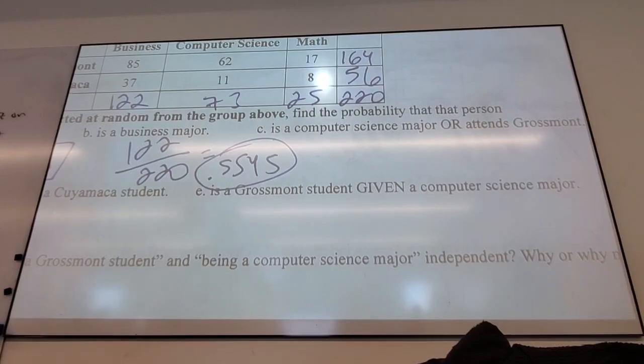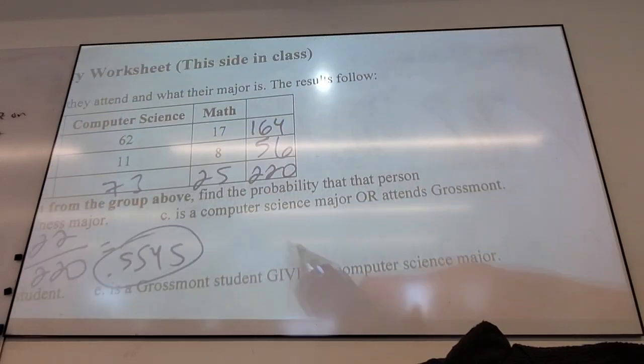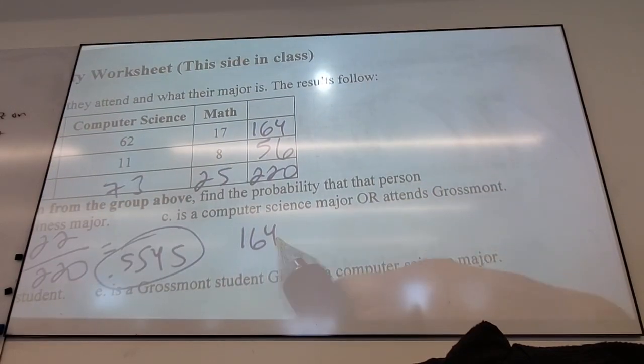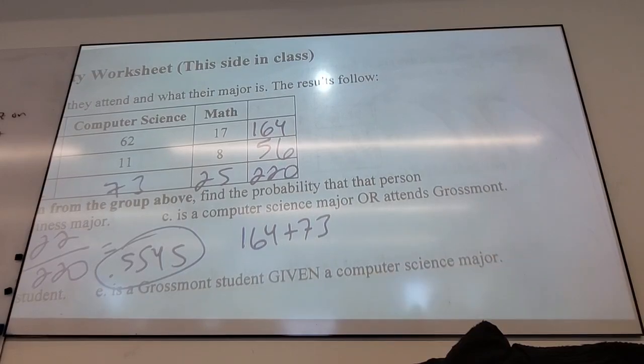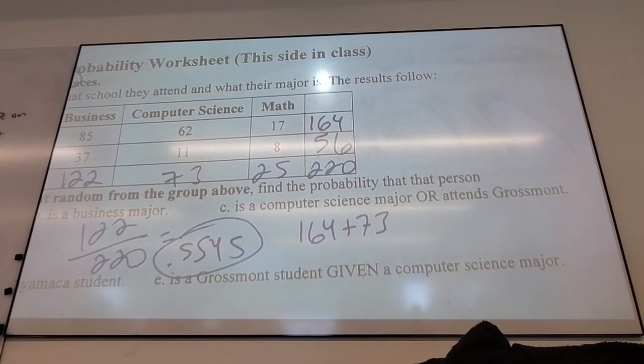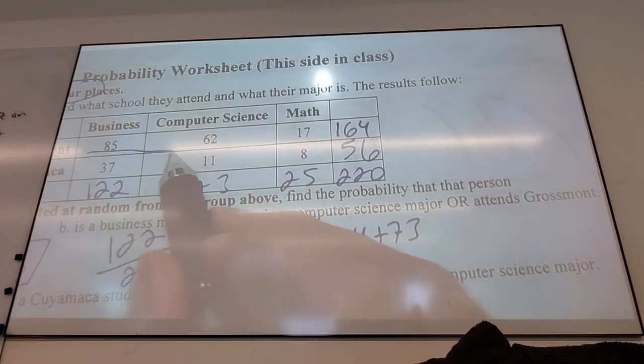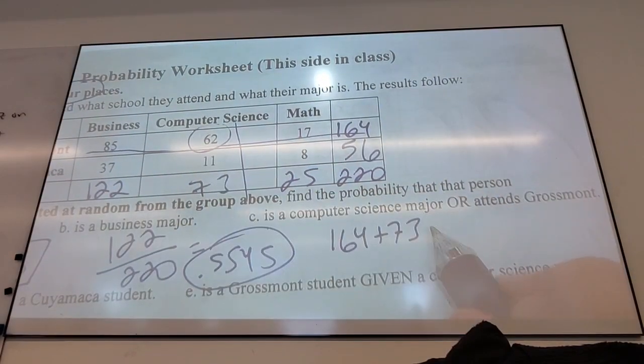So, I'm going to show you two different ways to think about this. I could think about it more like the formula, and I could do 164 Grossmont students, plus 73 computer science majors, but what have I done? Added 62 twice, so I gotta subtract 62.